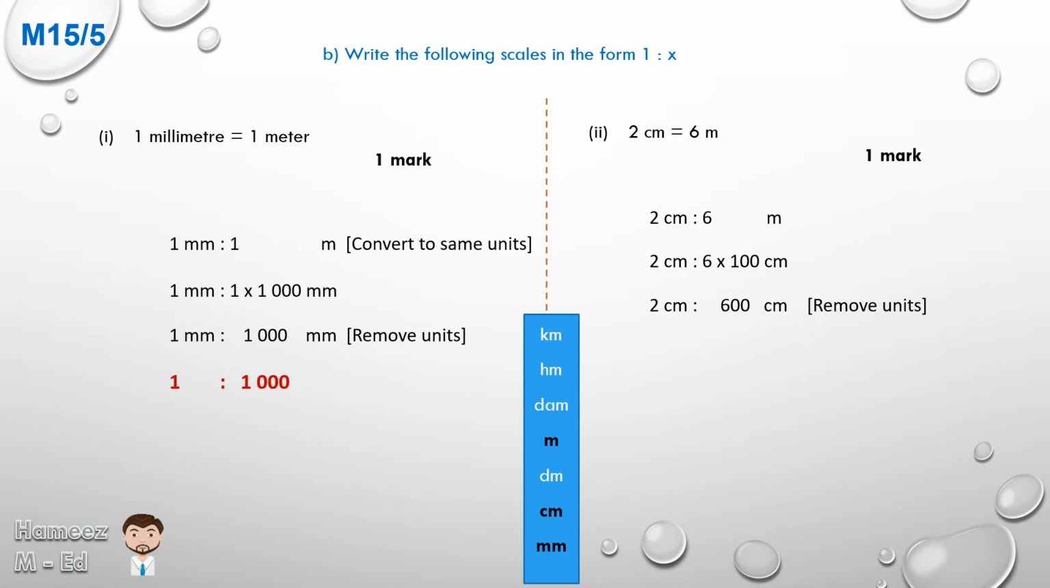And we can remove the units there, so we'll get 2 to 600. But we want the first term to be 1, so we need to divide both sides by 2. So 2 into 2, 1, 2 into 600, 300. So the scale is 1 to 300.